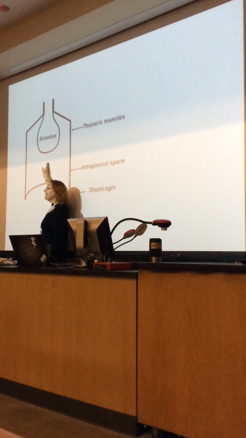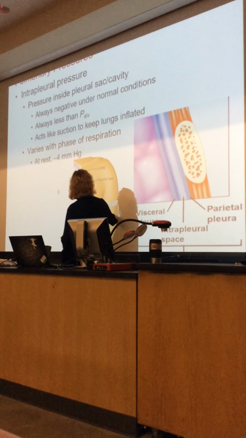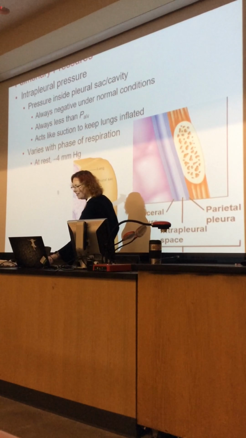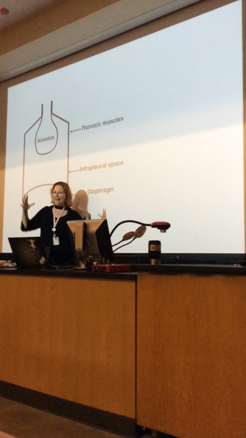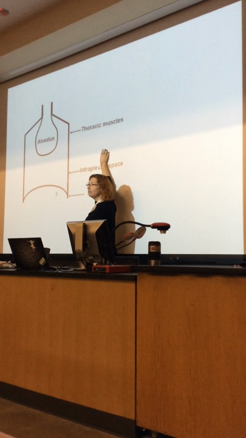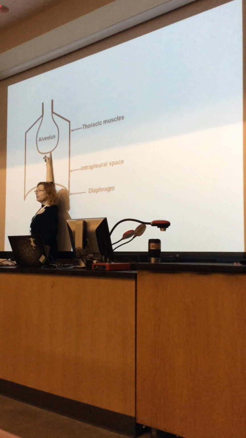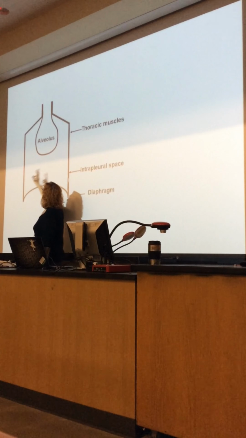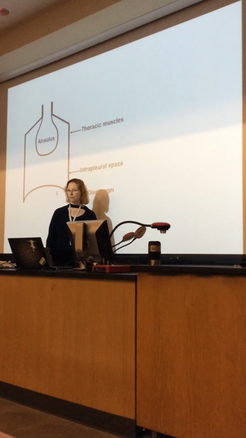My intrapleural space, which we know in reality is just this little space, is represented by all of this space because I need it as things move. So, out here is the atmosphere. This is intra-alveolar, and this is intrapleural. These are my thoracic cavity walls. This is my diaphragm. Okay?